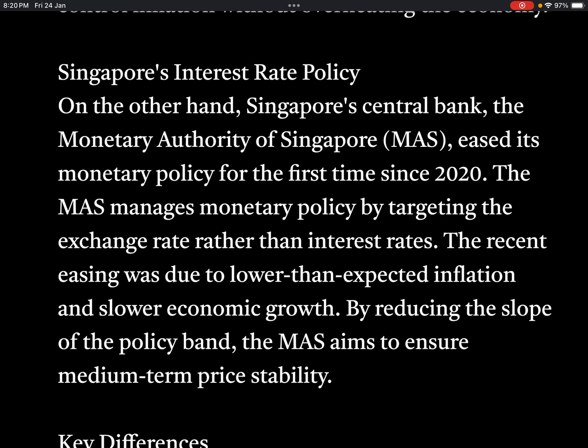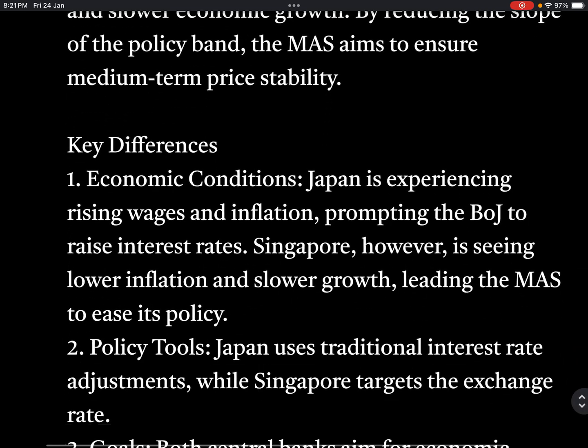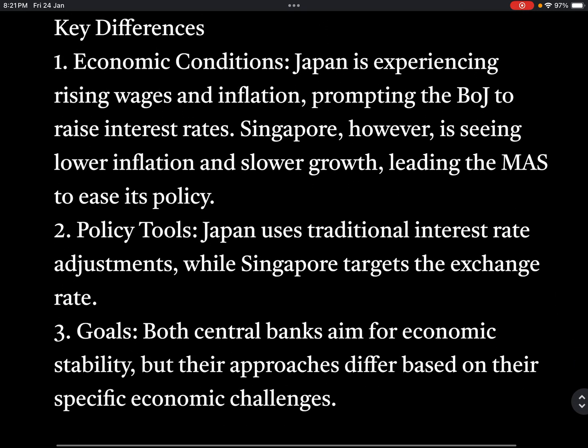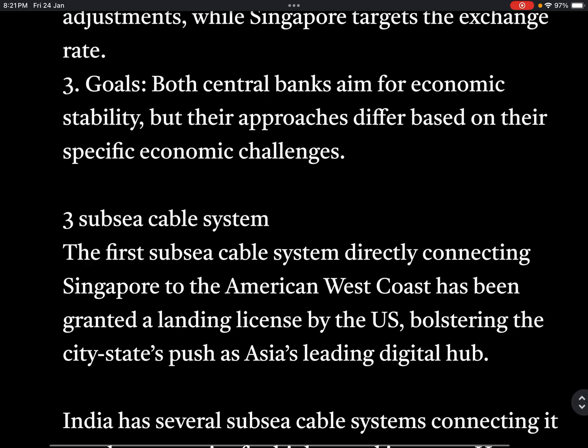The recent easing was done due to lower than expected inflation. In Singapore, they are experiencing lower inflation. That means that is also not good for the economy. By reducing the slope of the policy band, the MAS aims to ensure medium-term price stability. The key difference is there. You can go through it by pausing the video. I will not discuss it here.